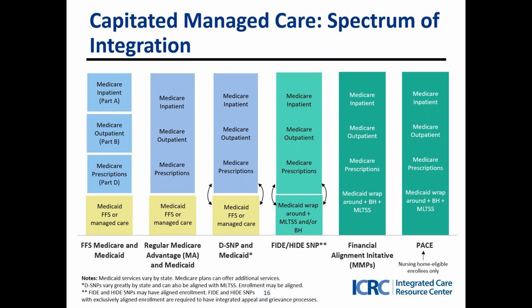There are FIDE and HIDE next, which, in addition to covering all Medicare benefits, must provide at least some coverage of some Medicaid benefits, including coverage of LTSS and or behavioral health. Next, we have MMPs, which operate in state demos under a financial alignment initiative. MMPs are even more integrated than FIDE and HIDE because they're just one plan that covers all Medicare and Medicaid benefits. And then PACE here at the end also covers all Medicare and Medicaid benefits under a single entity, but as we said before, it's only available to individuals who are at the nursing home level of care. Next slide, please.